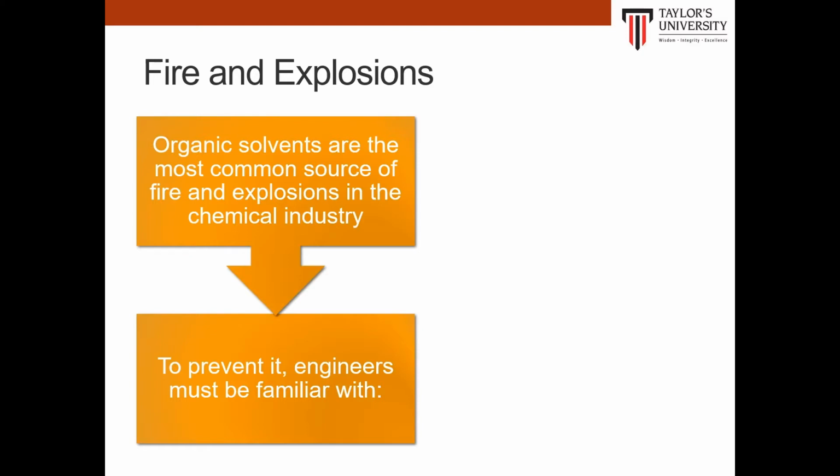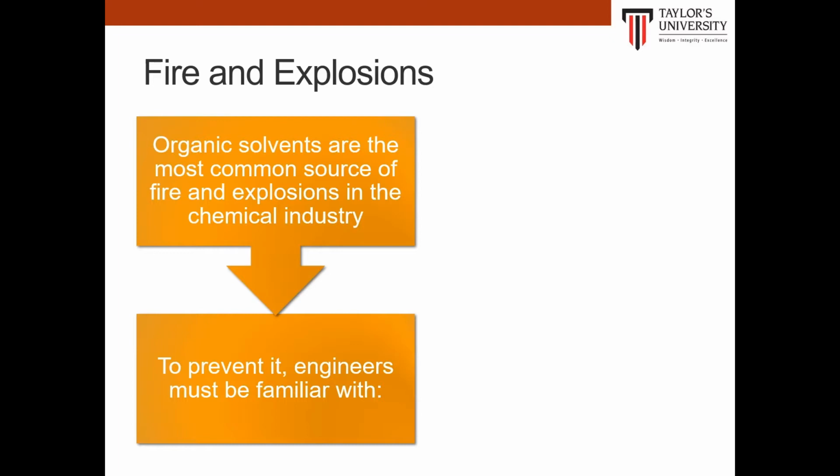So the 3 most common chemical plant accidents are fire, explosions, and toxic release. We have talked about this in the past. And organic solvents are the most common source of fires and explosions in the chemical industry. Chemical and hydrocarbon plant losses resulting from fires and explosions are substantial, with yearly property loss in the United States estimated at around 300 million. Additional losses in life and business interruptions are also substantial.